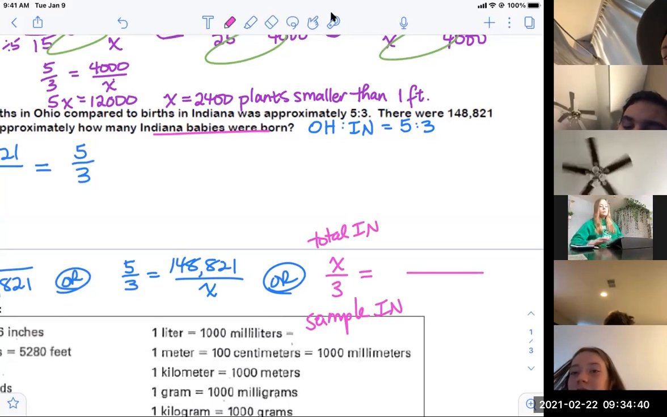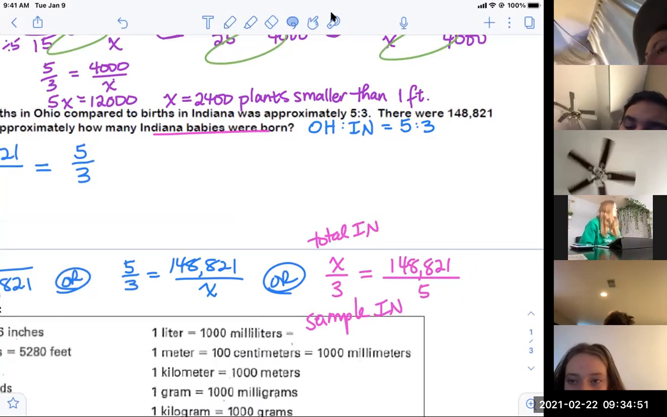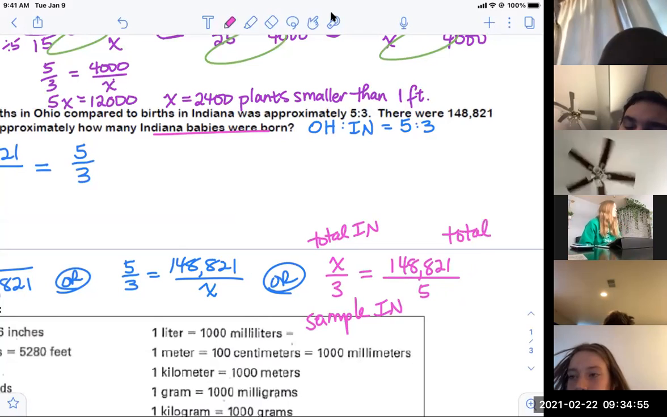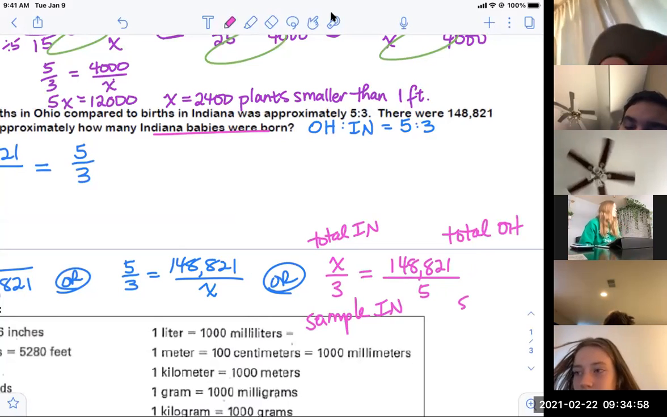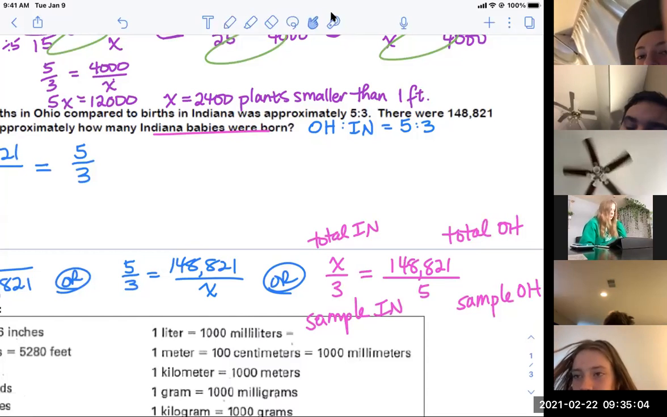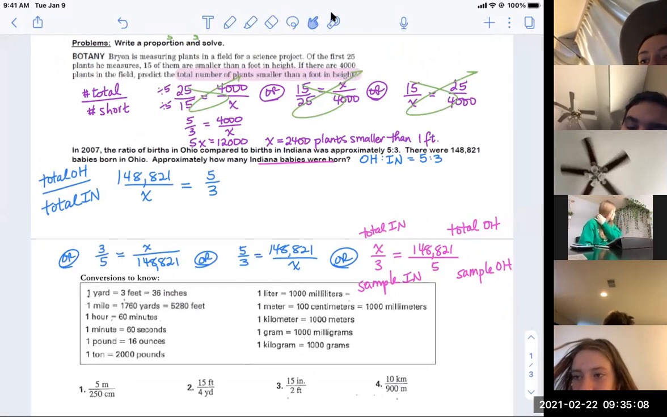It should be 148,821 over 5. Right. So again, when you cross multiply, that should make sense. And the reason it's making sense is because you're doing total Indiana over sample Indiana on the left and total Ohio over sample Ohio on the right. So equivalent proportions means you cross multiply, you get the same thing. So no matter how you set it up, if you cross multiply and get the same thing, then that means your proportion made sense.